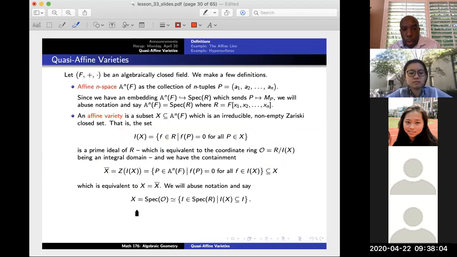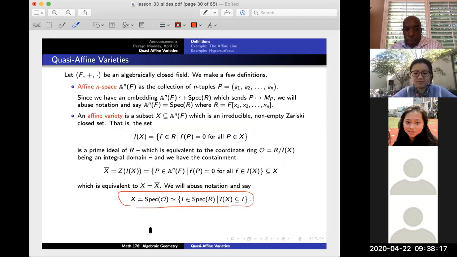Just like before, we're going to abuse notation, and we'll think of our variety as Spec of some integral domain O. You can also use the fourth or lattice isomorphism theorem to say this is just the set of prime ideals that contain this prime ideal I_X.